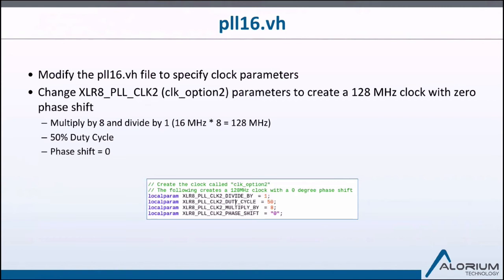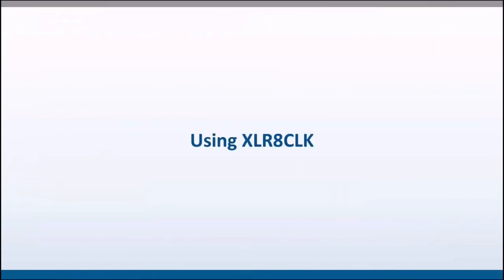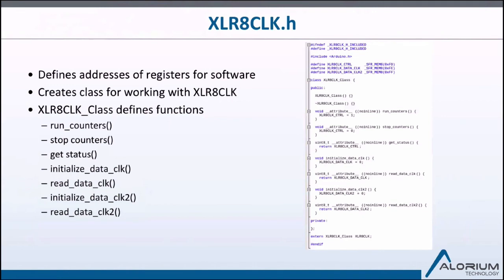Now we're going to build our image using the OpenXLR8 flow and the Quartus toolset, and then load that image onto the Xcelerator board. With our image on the board, we can now run a test to see how that works. First, we've developed a simple accelerate_clock.h file that first specifies to the software the addresses of our control registers, FD, FE, and FF, as we saw earlier. And then it creates a class with some functions that allow us to communicate with our registers.